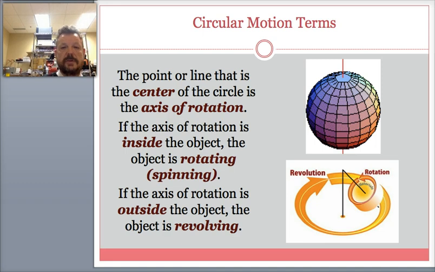Circular motion terms. The point or line that is the center of the circle is the axis of rotation. If the axis of rotation is inside the object, the object is rotating or spinning. If the axis, on the other hand, is outside the object, the object is revolving. So the Earth rotating is the axis being inside the object. The Earth going around the Sun is considered a revolution or revolving.